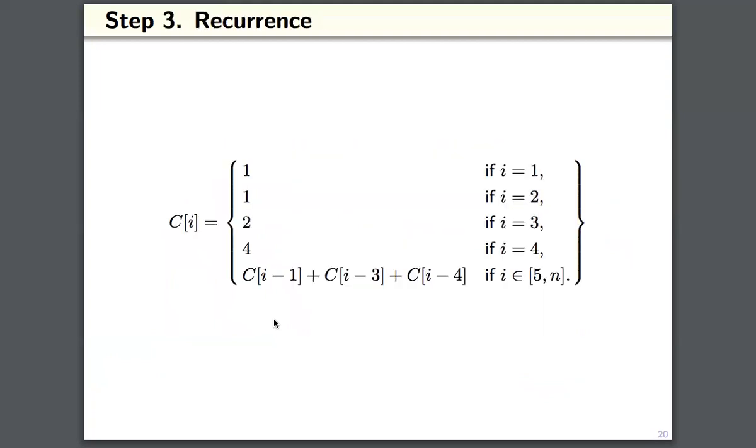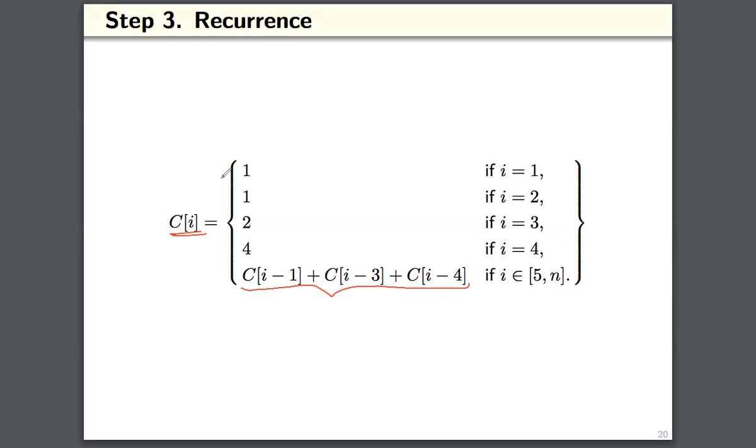So finding the recurrence is a headache. This is the toughest part. Once you identify how the ith subproblem, that is C of I, is related to other subproblems, you can take some examples to derive these recurrences.